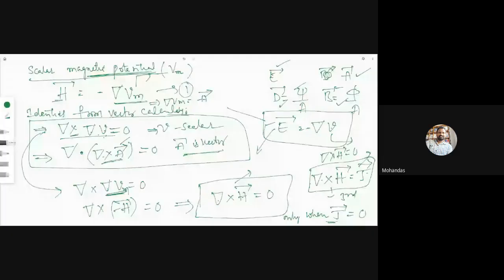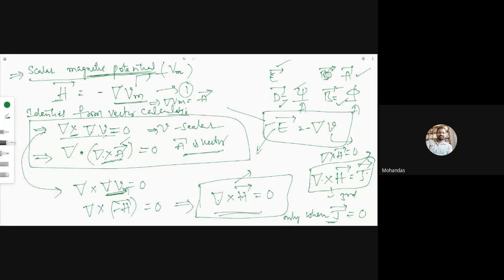Current density is 0 means charges are 0. Charges are almost 0 in which material? Insulating material. That means we can define this scalar magnetic potential only for a charge-free region or insulating material. Whenever J becomes 0, to satisfy this condition, J must be 0.